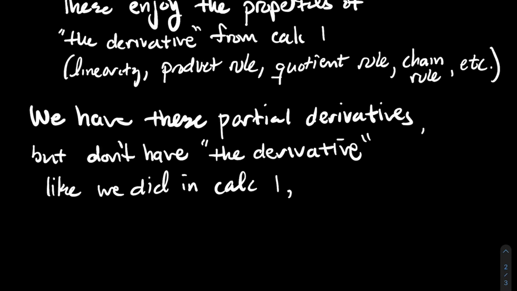Okay, so we've got these partial derivatives in Calc 3, but we don't have the derivative like we did in Calc 1, right? So far, the notion of derivative that I've introduced depends on a direction. But what I need to do for complex, right?